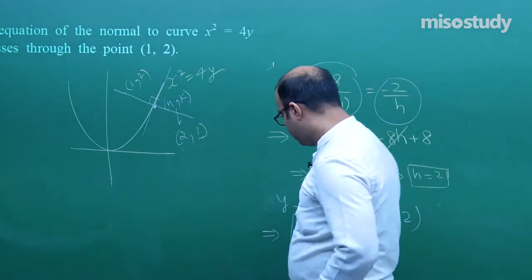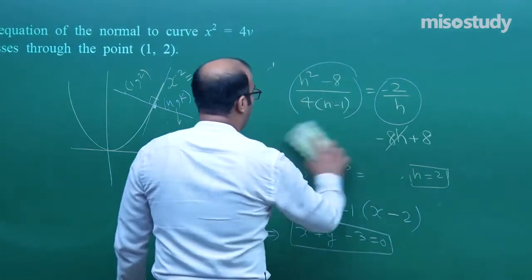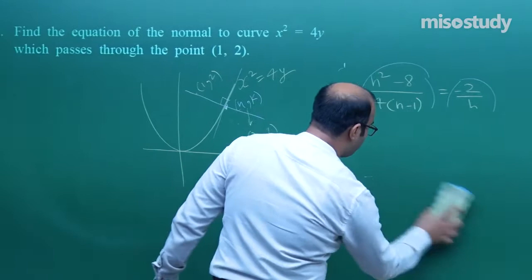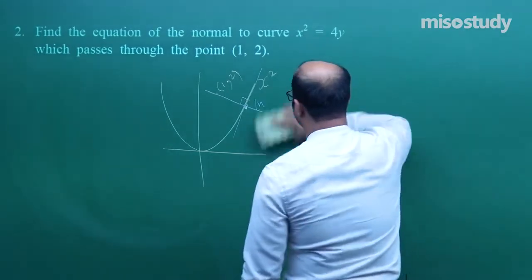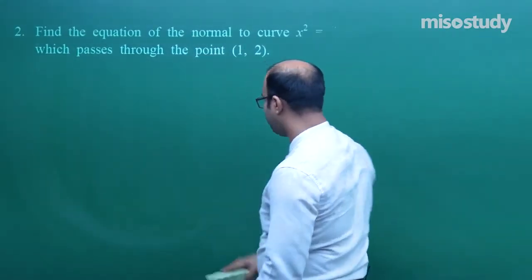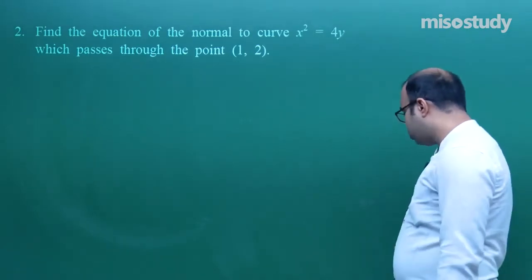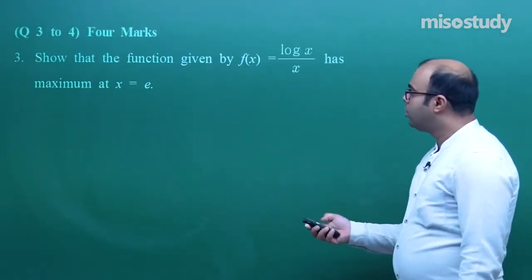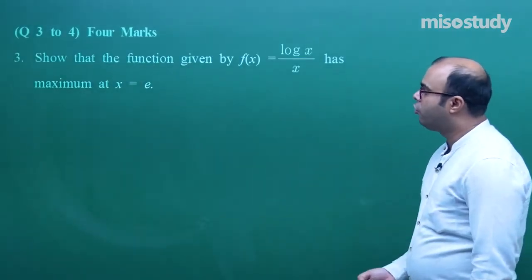Okay students, so this was a lengthy question, and it is of 1 mark here because it involves basic concepts which we need. Third question is of 4 marks, third to fourth.